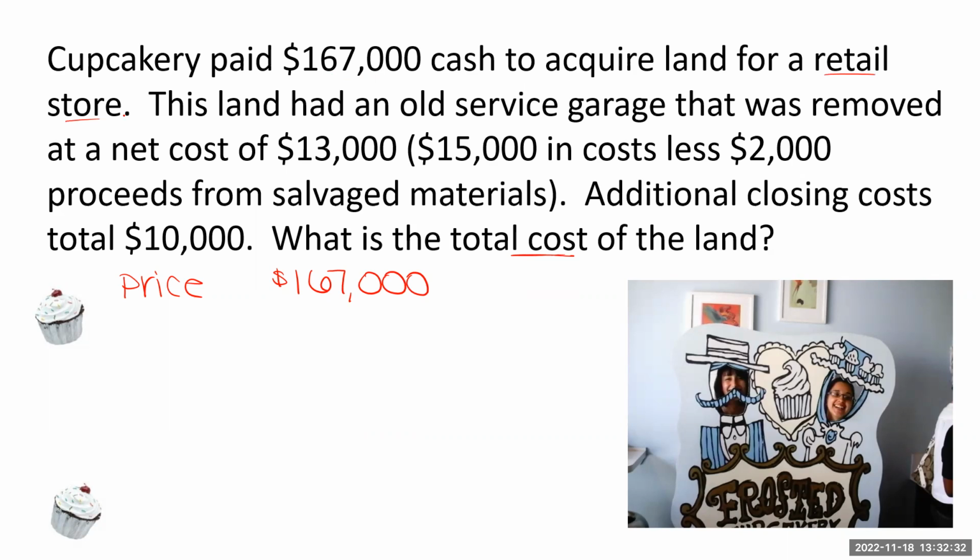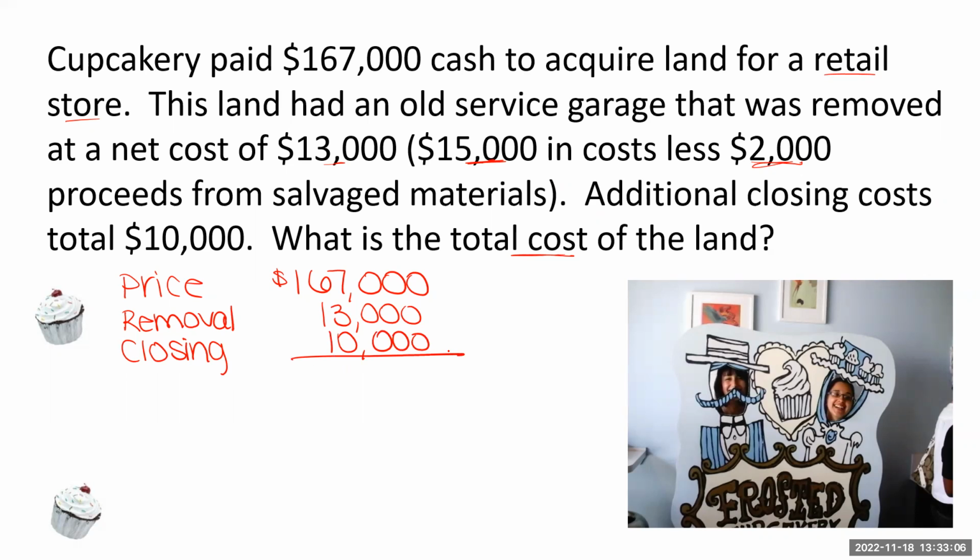This land has an old service garage that had to be removed. Okay, so we couldn't use it until we got rid of that old garage at a cost. Okay, so removal had a cost of $13,000, but originally it was $15,000, but we were able to recover $2,000 of the cost by selling some materials for scrap. So we use the net of 13, additional closing costs, $10,000.